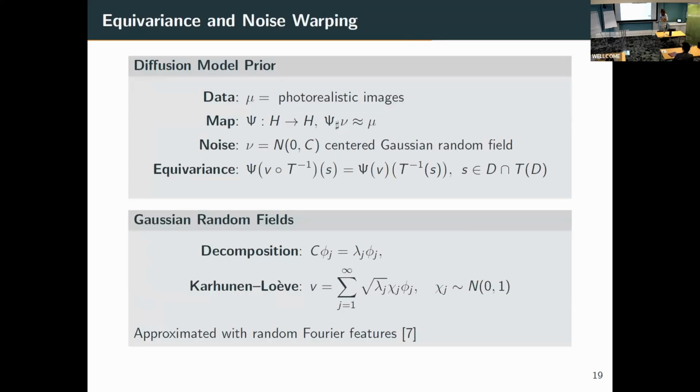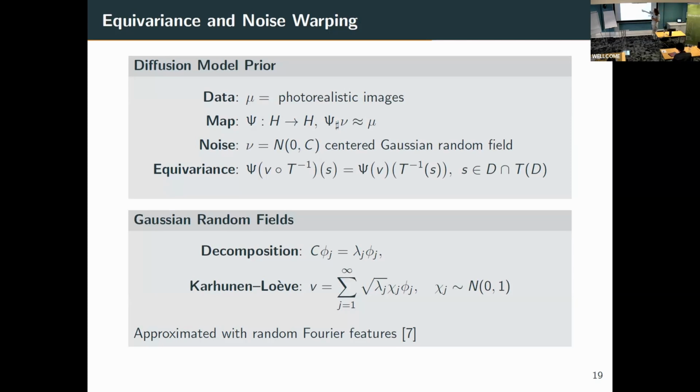Okay, so this is what I'm going to do. This is my data. My data mu are photorealistic images, which I assume to have samples from. I have a map, psi, which takes Gaussian noise and puts out an image. This map is defined by a diffusion model, and it's actually going to be deterministic because I'm going to use the ODE formulation. I said nothing about the ODE formulation because in infinite dimensions, as far as I know, not much is known, but this is what I'll use.